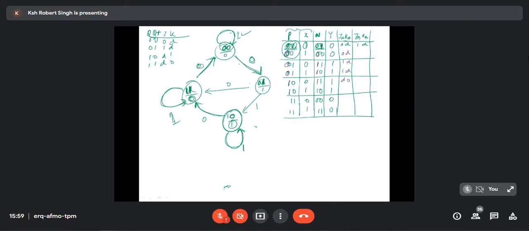1, and here again 1, D0. 1 and 0, 1 and 0, D1. 1 and 1, 1 and 1 is D0. Finish the first bit. Now you go to the second bit.